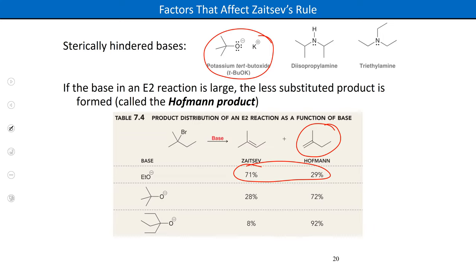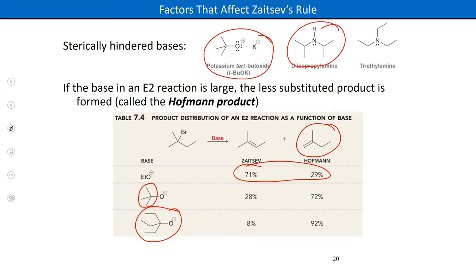And if we get a large enough base, then we can actually get it to be a 9-to-1 ratio the other way compared to what Zaitsev's rule predicts. I'm blanking on the name of this one, and I'd have to look up the common name, because it's less common than t-butoxide. This is butoxide because there's a total of 4 carbons attached to it. This one has 6 attached to it, but it wouldn't just be hexoxide. It'd be something different.